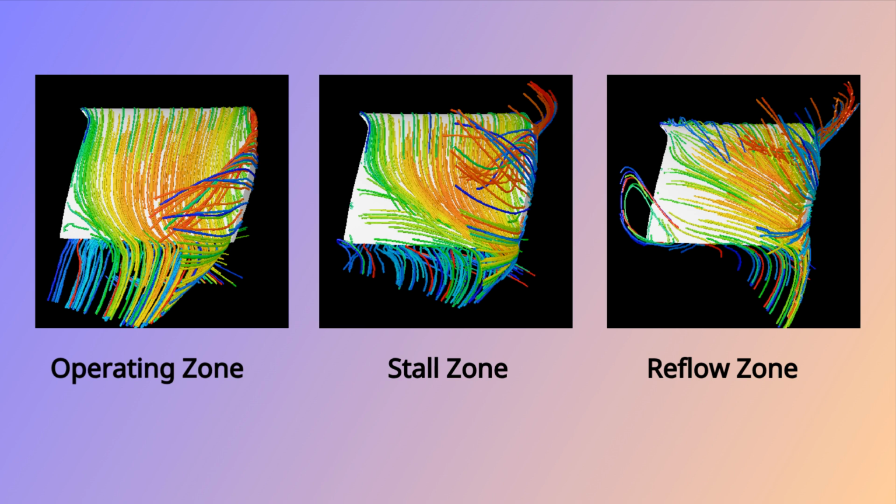In the stall zone, the airflow separation at the root of the impeller is already significant, and in the reflow zone, there is an obvious secondary return flow. If the system's operating point falls in the stall zone and reflow zone of the PQ curve, it will cause fan resonance and noise increase problems. Therefore, we try to make the system's operating point fall in the operating zone.